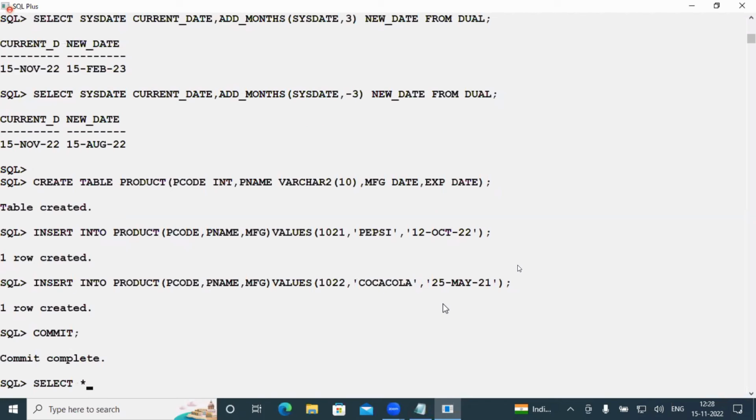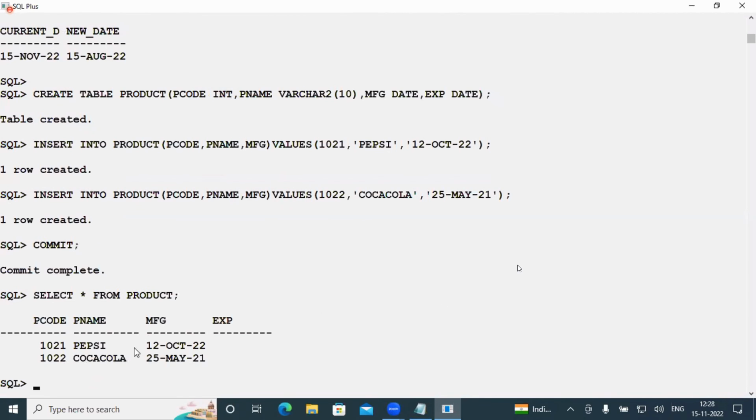Carefully observe the product table. Now see, product code, name, and manufacturing dates are given, but I'm not giving expired dates. So what was taken for expired date by default, guys? Nulls are taken. Now whatever nulls are there, in place of nulls I want to fill in some data.